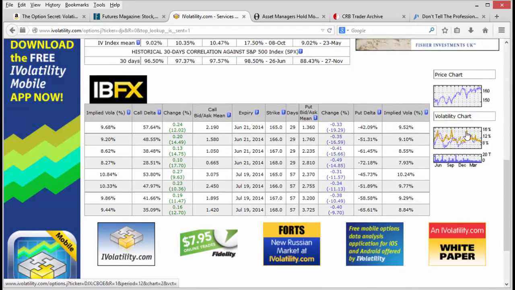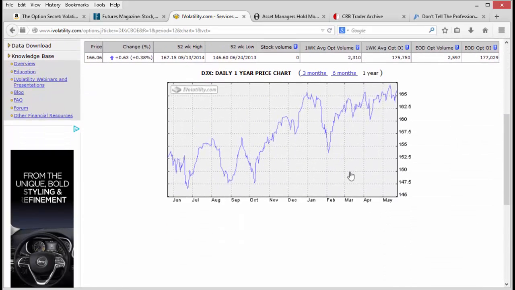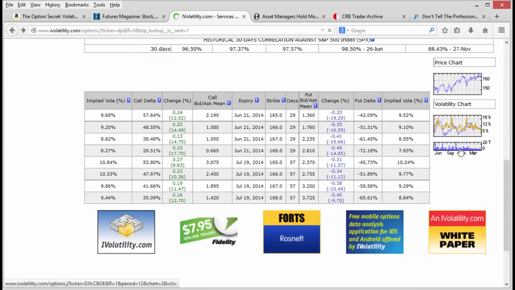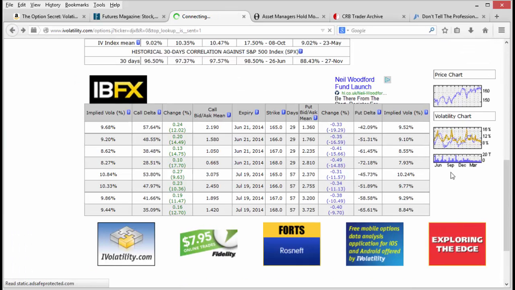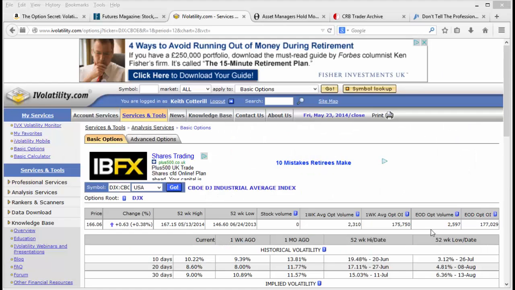And then you just highlight it, click on go, and this will bring up the Dow volatility table and the charts on the right hand side. So you've got the price chart there of the underlying market. That's the Dow Jones. You can see where it's trading, and if I just go back, you also get the implied volatility chart, and this is the one you want to come and have a look at on a daily basis.